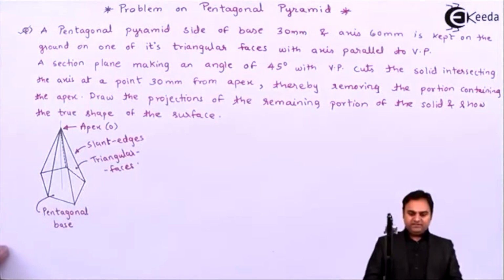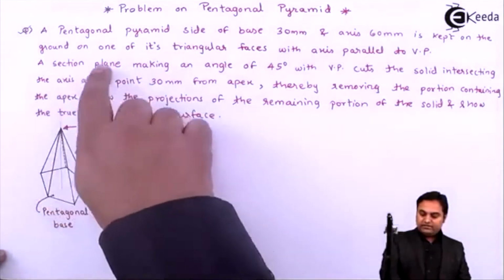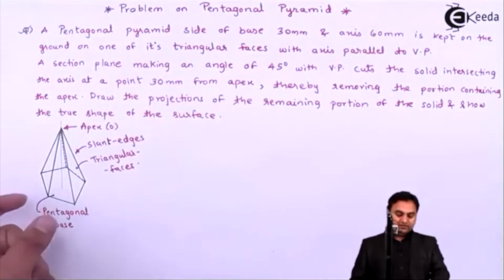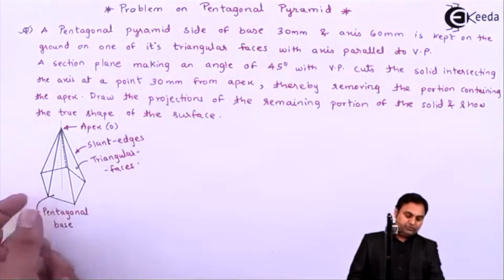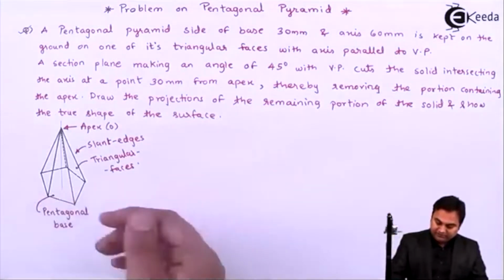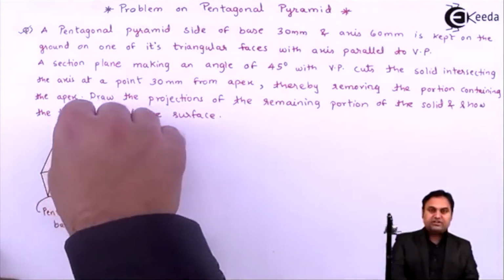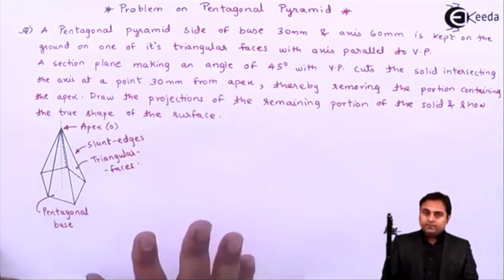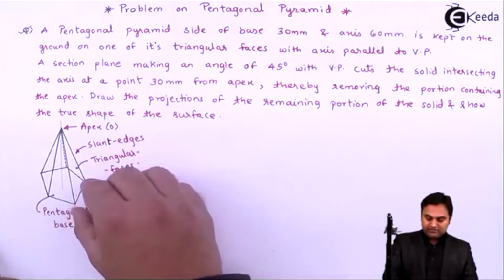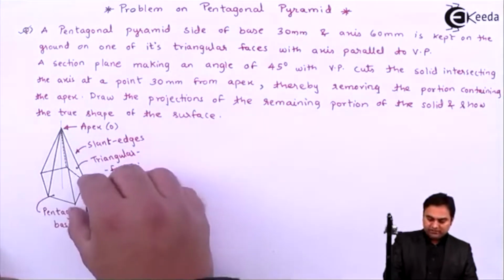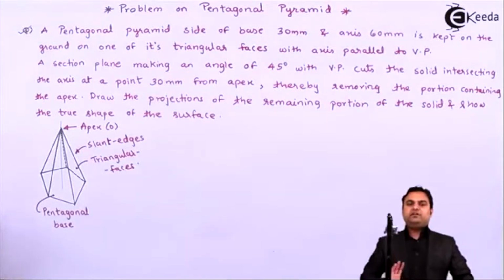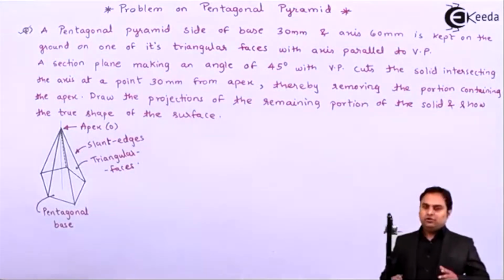Now this pentagonal base needs to be drawn in the diagram, and the question says it is kept on the ground on one of its triangular faces. It means this pentagonal pyramid needs to be tilted, and when it is tilted, for example, this triangular face should go onto the ground. It means the pentagonal pyramid should be resting about its edge, then only we can tilt it about its triangular face. So with this concept understood, let us start with the solution of this problem.